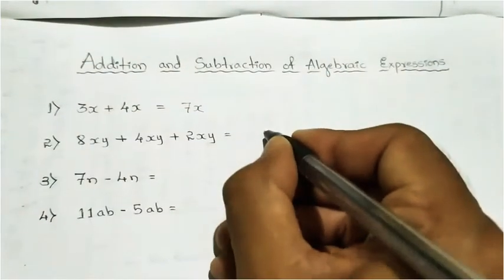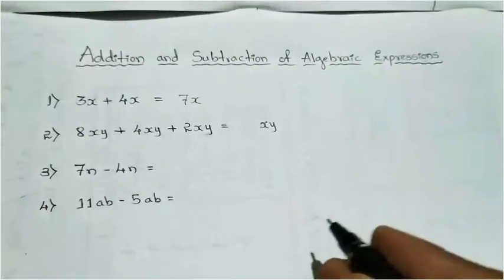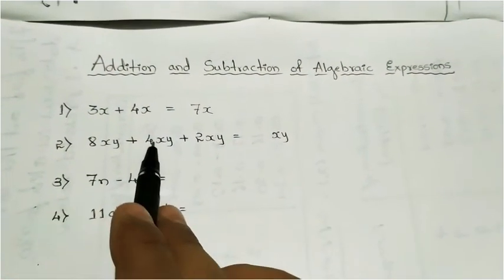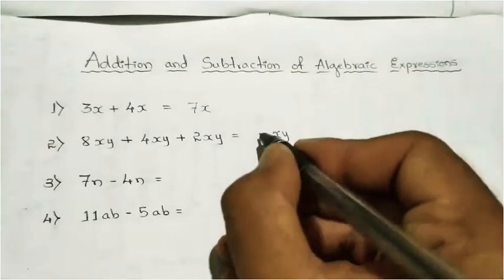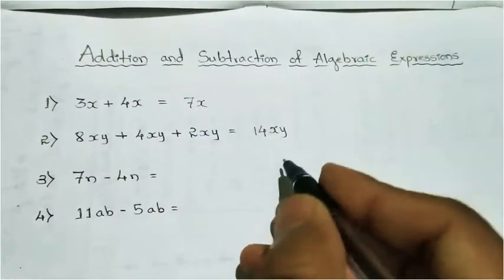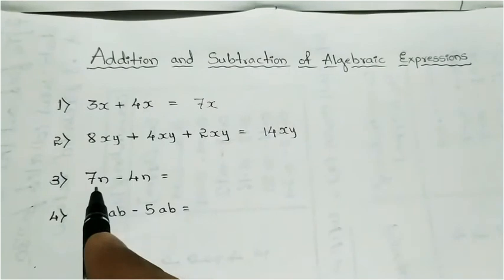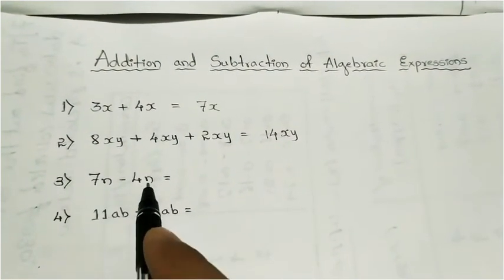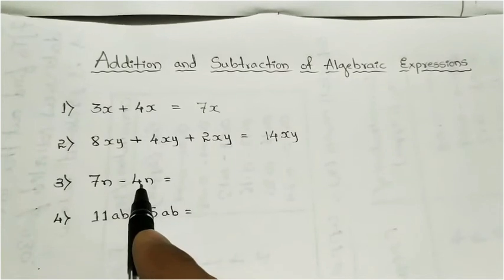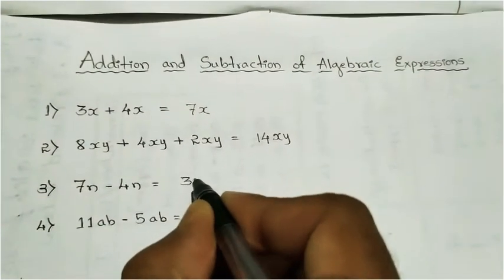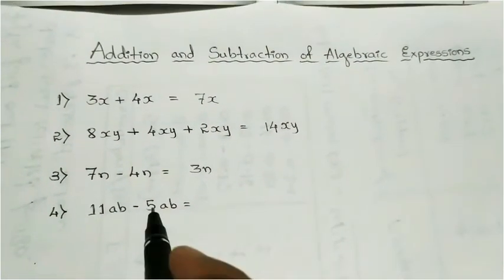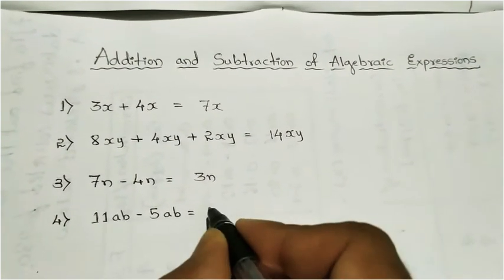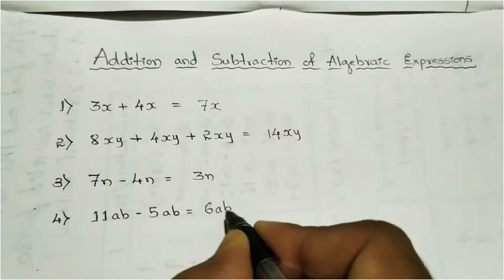Okay, next 8xy plus 4xy plus 2xy. Here the variable is xy and you have to add the numerical parts: 8 plus 4 is 12, 12 plus 2 is 14. So our answer will be 14xy. And subtraction, that will be 7n minus 4n. Here we will get 3n. So I am telling the direct method here. 11ab minus 5ab, here we will get 6ab.